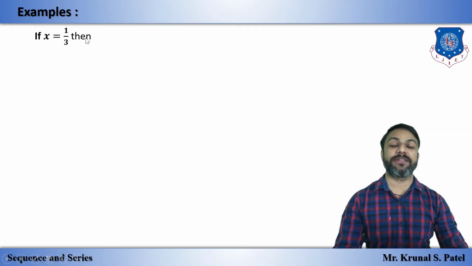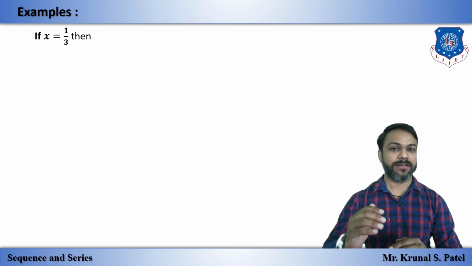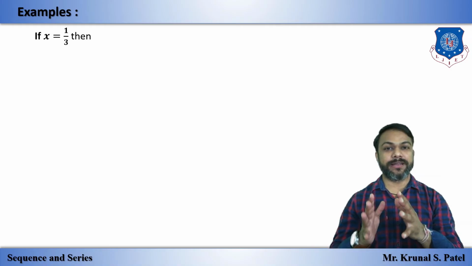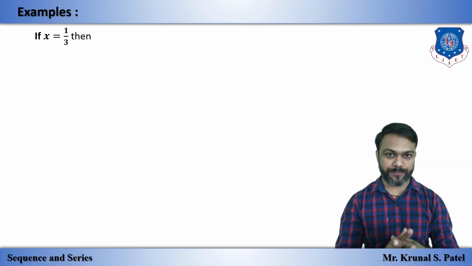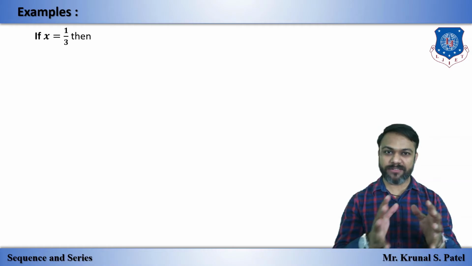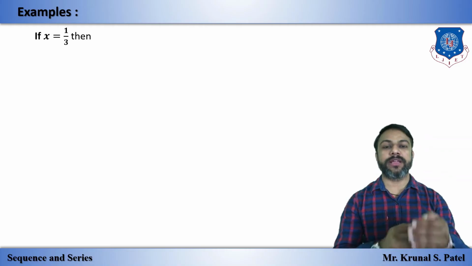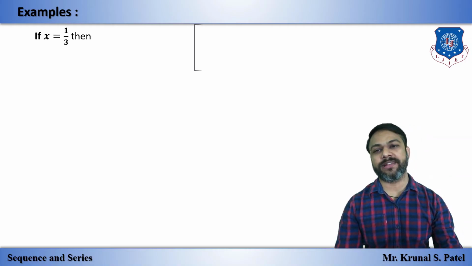So this example has 3 parts. First we will apply ratio test, and if this is less than 1 then convergent, if greater than 1 then divergent, so we will get the ratio, ROC. Then we will check for L equal to 1. In that we have plus and minus 2 points. So this is the next point.